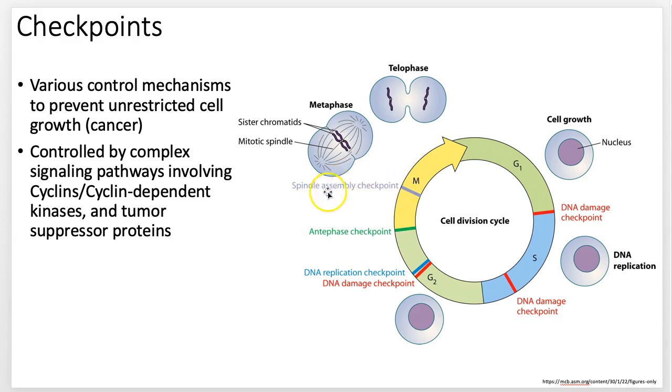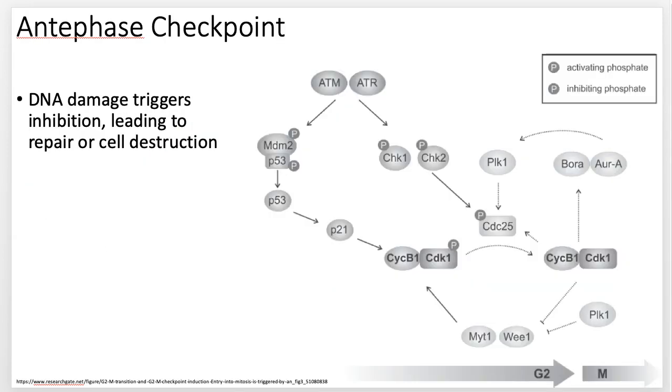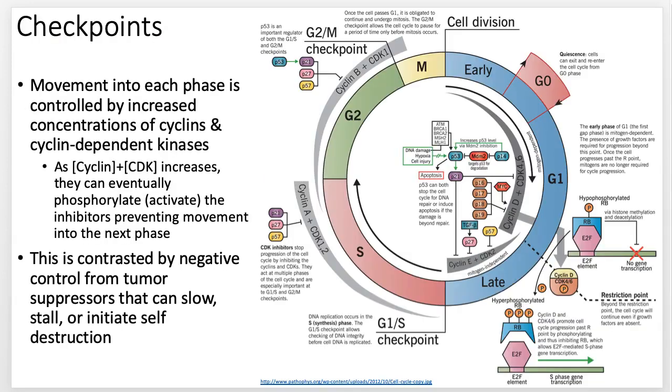And we do have a checkpoint there to make sure that everything is lined up during metaphase. And so that's what's going to happen. So let's go into it. That antephase checkpoint, it looks super duper similar. So if I just back up real fast to this checkpoint here, it's the one that's focused on in this diagram. Looking at p53, p21, you see a lot of Ps here.